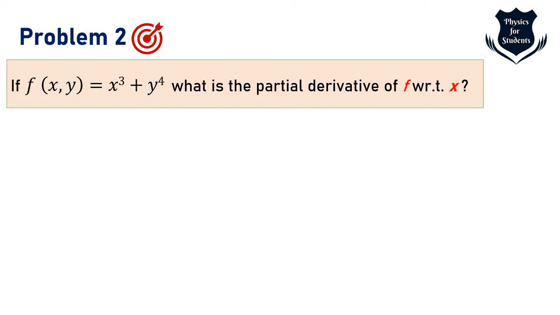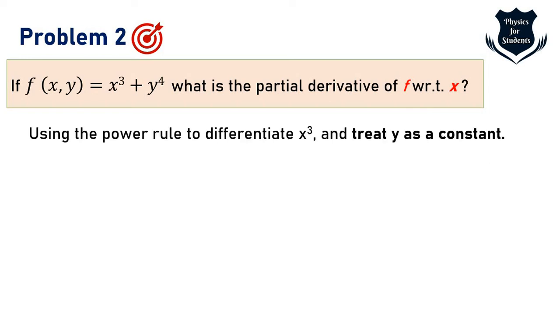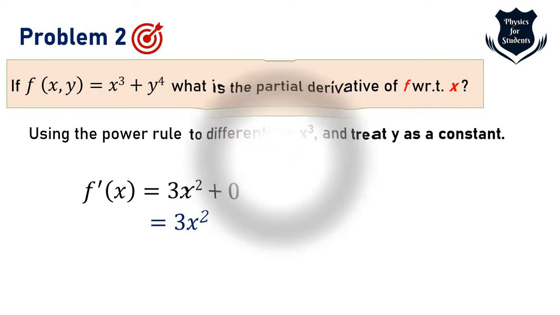This is the next problem. What if f of x, y equals x cubed plus y to the power 4? What is the partial derivative of f with respect to x? This is very simple, you can do it mentally. We can use the power rule. So f prime of x equals 3x squared plus 0. So x cubed has become 3x squared, and this is the final result.